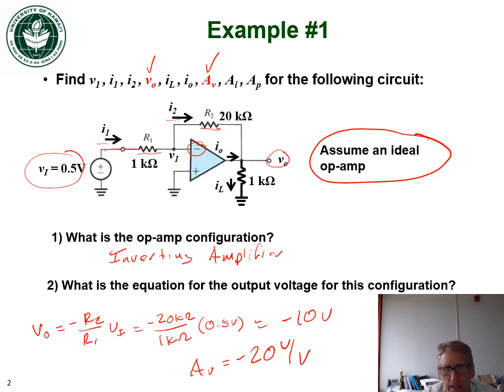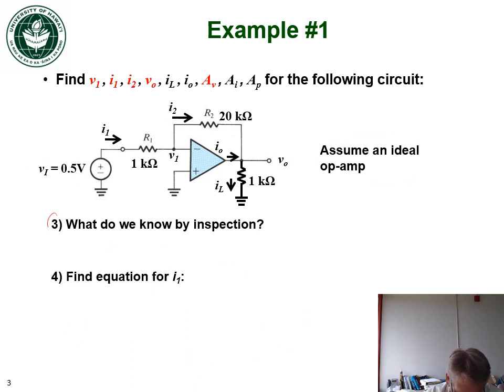So with that, we've been able to figure out what the output voltage is and what the voltage gain is. Okay, moving on to questions 3 and 4. Is there anything we know about this circuit by inspection? So what we're trying to solve for here is V1, I1, and I2. V1 is this interior node here. So by inspection, because we're in negative feedback, positive terminal is being held at ground. And we're in negative feedback, this holds the negative terminal equal to the positive terminal. So V1 is equal to 0 volts.